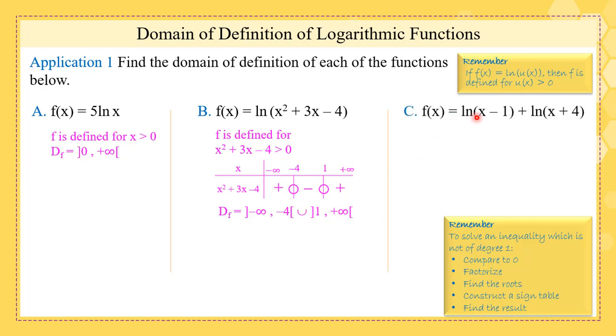Now for this function, in fact here we have two conditions, so don't forget to put it as a system. So f is defined for x minus 1 greater than 0 and x plus 4 greater than 0. For the first inequality, x would be greater than 1, and for the second, x would be greater than negative 4. If I want x to be greater than 1 and greater than negative 4, this means that x would be greater than 1, and the domain of definition is 1 to plus infinity, both excluded.